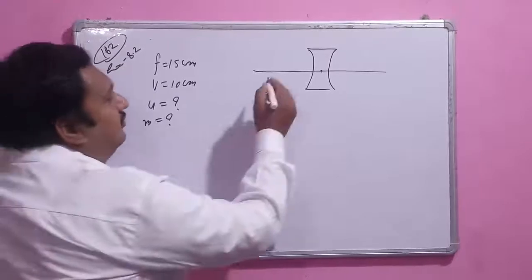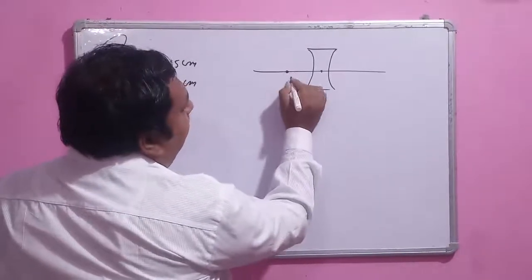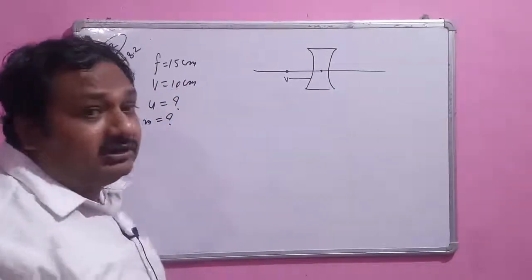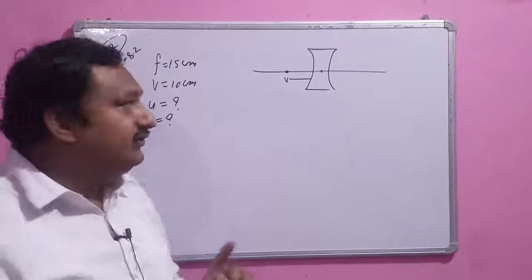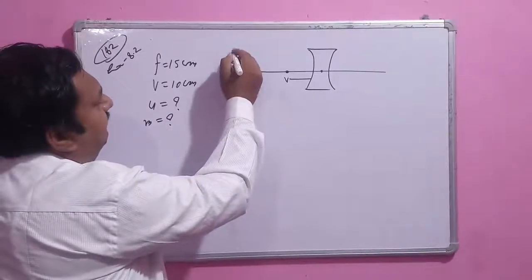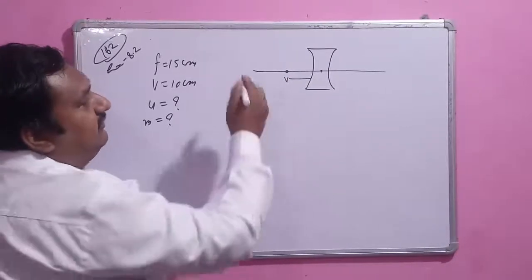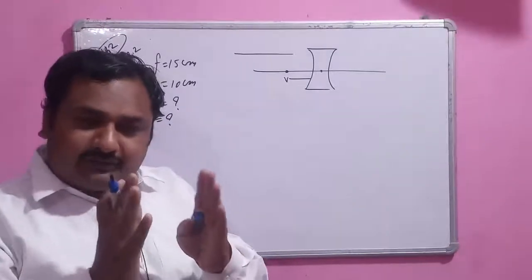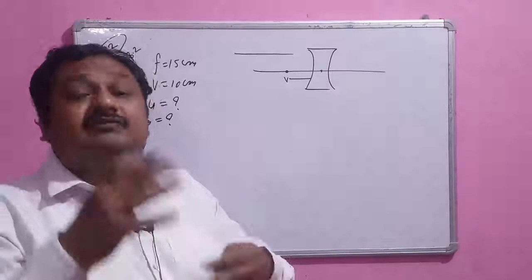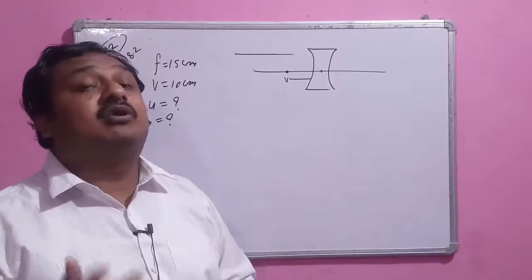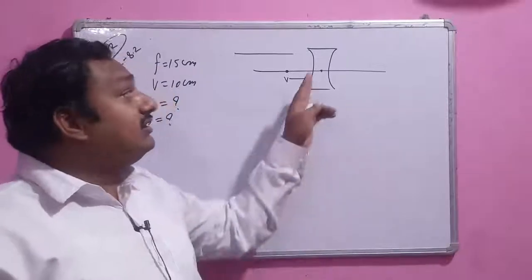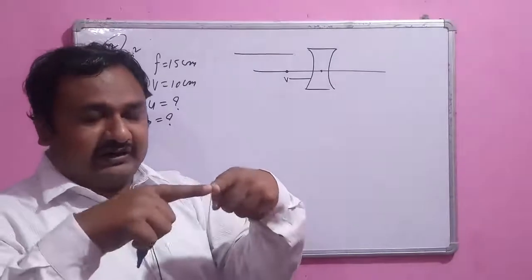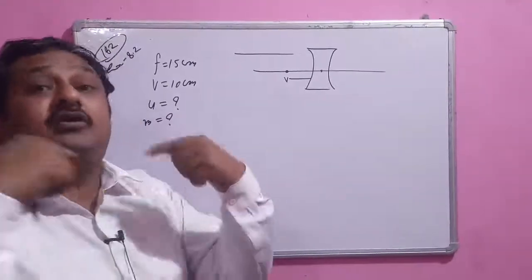So if we know that, we can locate the image somewhere here. So this is the image distance. And what has been given? The focus. So we can assume an object somewhere placed here. We don't know the distance actually. But what is focus? Focus is a common meeting point of the reflected ray in case of a mirror, or a common meeting point of the refracted ray in case of a lens.